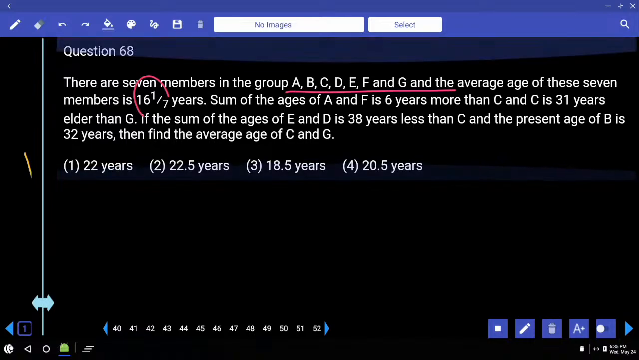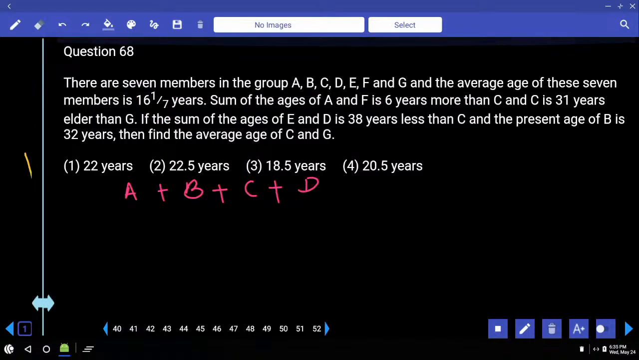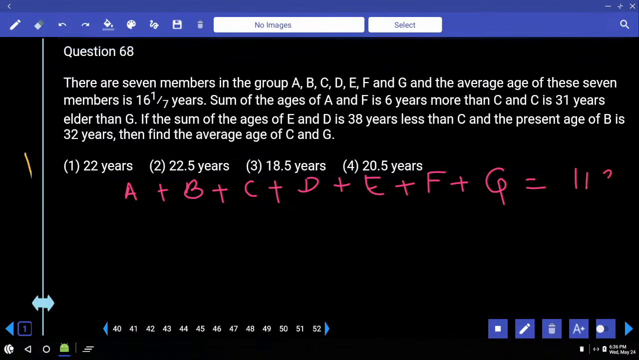What is the sum? This is average. What is the sum? Into 7. 113. So A plus B plus C plus D plus E plus F plus G equal to 113. Here it is given that sum of the ages of A and F is 6 years more than C. In place of A and F, we can write 6 plus C.